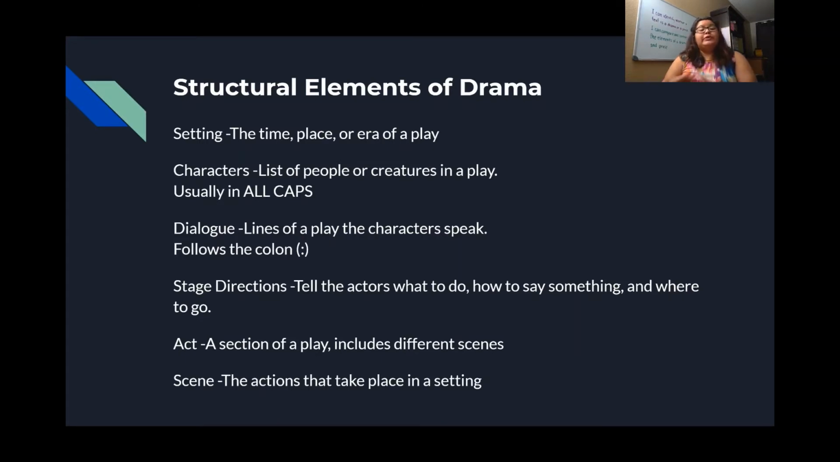Within drama, there are structural elements, just like there were with prose. With prose, we are very familiar with sentences, paragraphs, and dialogue. With drama, there's a little bit more because it has to be interpreted. So let's go over these. Setting is a crucial element. It is the time, place, or era of a play.